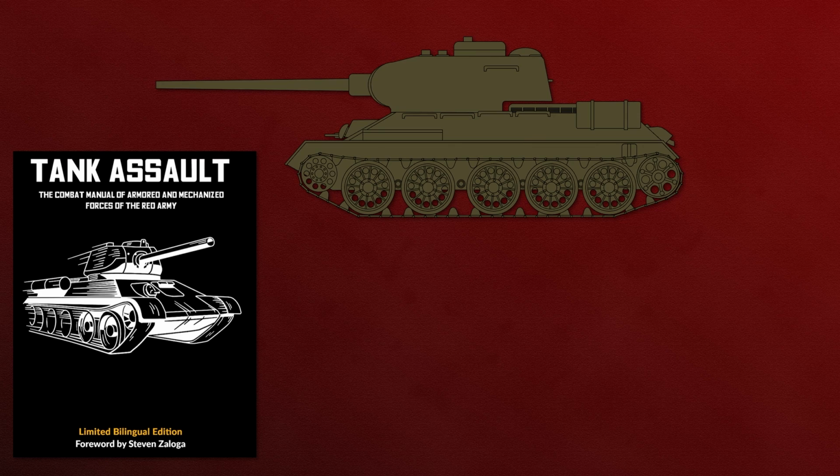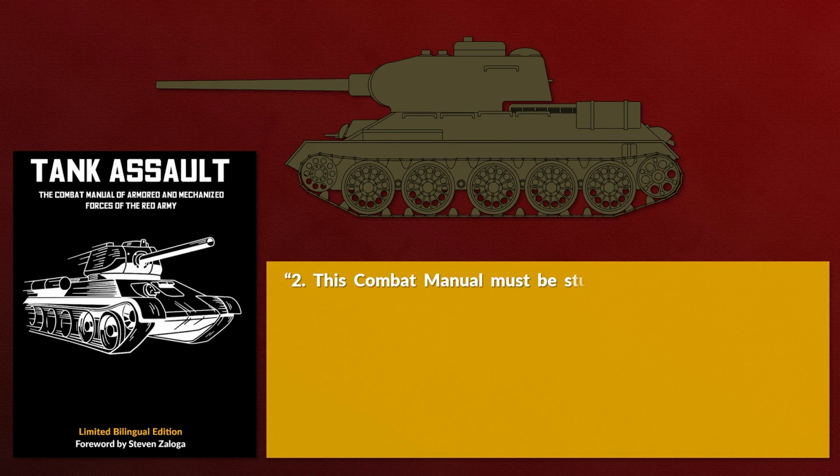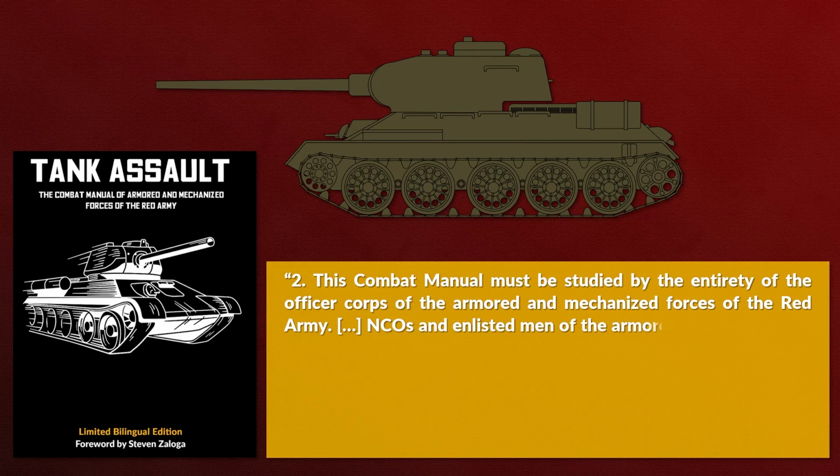In this video we look at Soviet tank tactics based on the translation of a Soviet combat manual from 1944 that covers single tanks, tank platoons and companies. To quote directly from the manual, this combat manual must be studied by the entirety of the officer corps of the armored and mechanized forces of the Red Army.